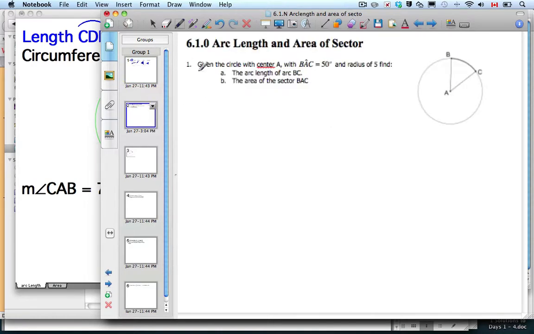Arc length first. Here's a problem. We have a circle with center A and angle BAC equal to 50 degrees and a radius of 5. We want to find the arc length of BC. So we want to find out how much is that curved part. Let's take a moment and pause and think about what this all means.